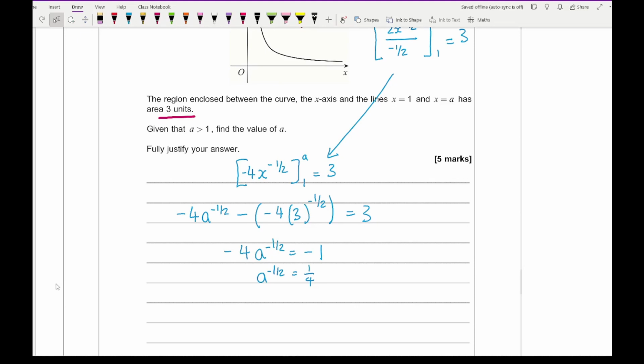So then what does this equal? Well, this looks like 1 over root a equals a quarter. Then if I do a bit of cross multiplying, I get that root a equals 4, so therefore a equals 2. And there is my final answer. Well, actually, it doesn't equal 2 because I've gone the wrong way. It equals 16.